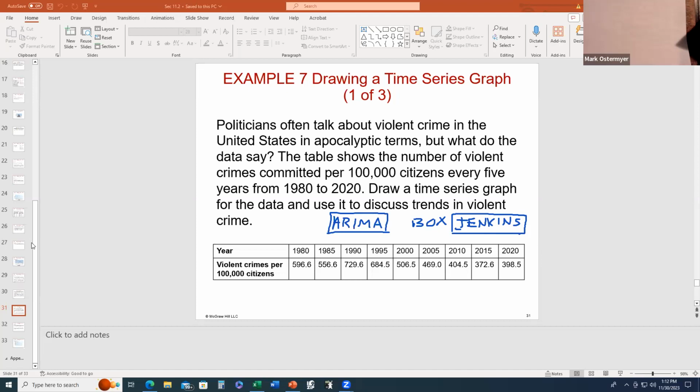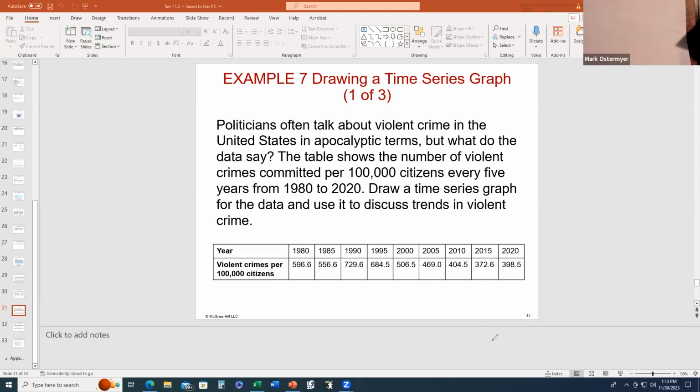All right, so here we have data from 1980 to 2020, violent crimes per 100,000 citizens. So this is kind of like a crime density, if you will, where you're dividing the number of violent crimes per 100,000 citizens in a society. I like to think of it as a density of crimes here. And you can see that for these years, the highest density of violent crimes was 1990, where for every 100,000 citizens, 729.6 violent crimes occurred.